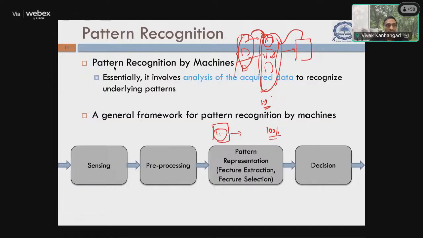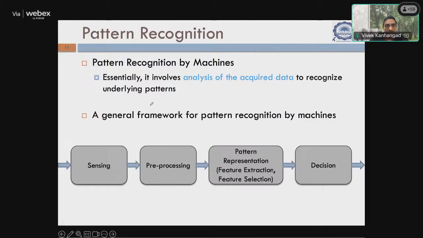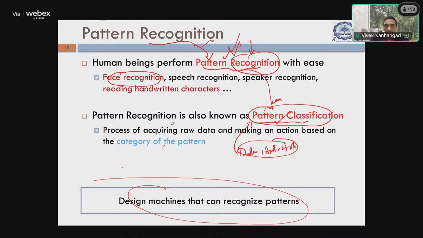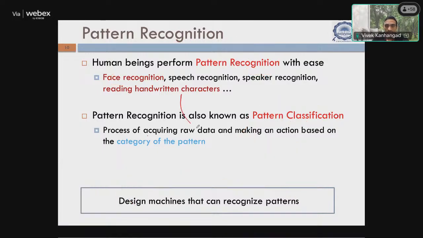Does pattern recognition apply only to images or image processing? I did not get that question, Shubha, correctly. So if you're talking about pattern recognition, does it always involve image processing? The answer is no. I think I mentioned that elsewhere.